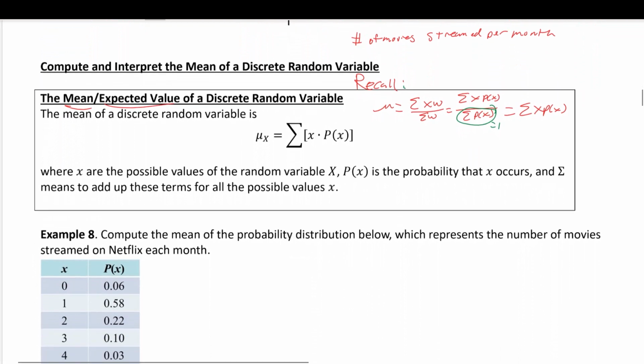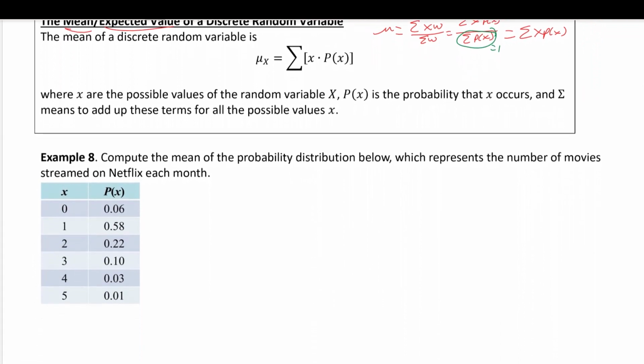All right, so let's do that for this previous example. And we can do it by hand. And of course, I can show you how to do this using a calculator, like we have done with weighted means in the past. So compute the mean of the probability distribution. The mean is equal to the sum of each x value times its probability.